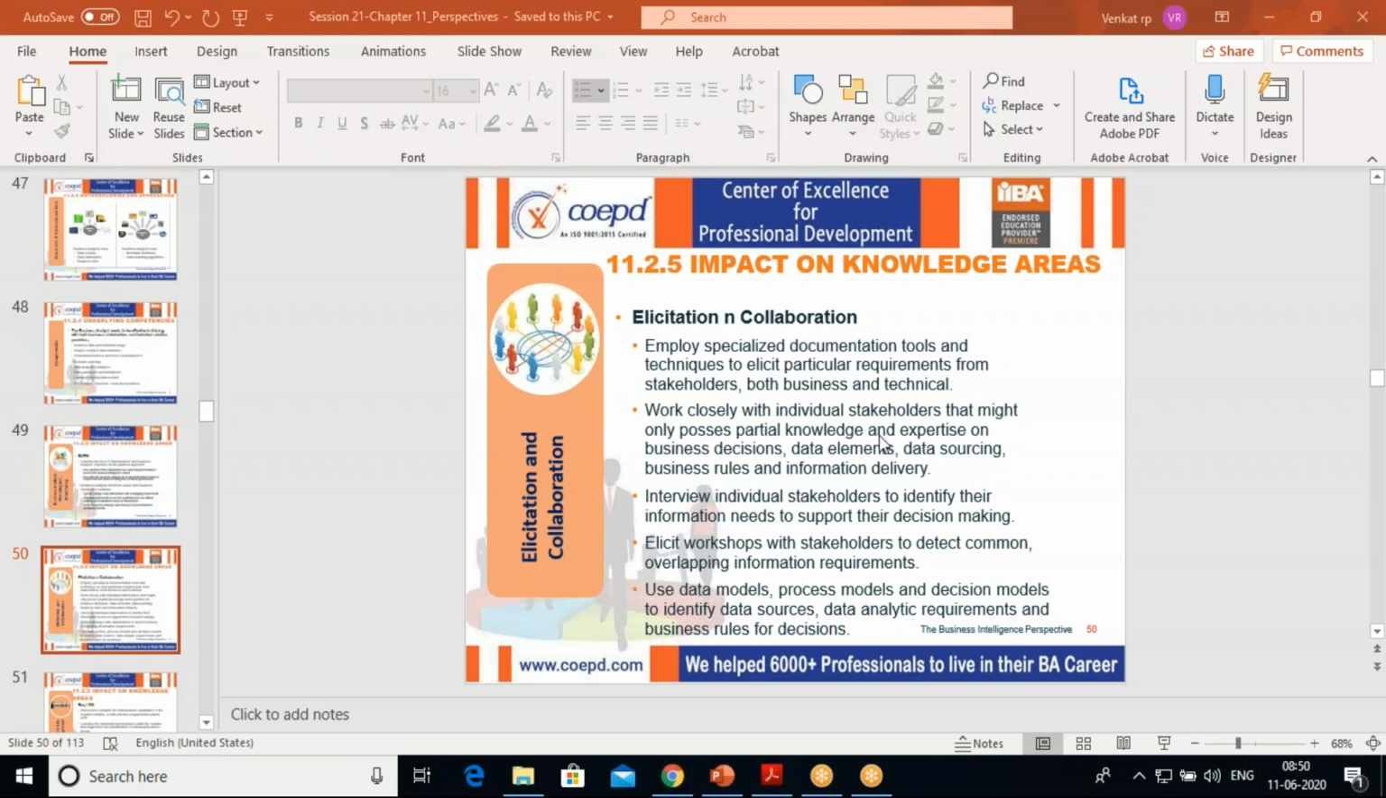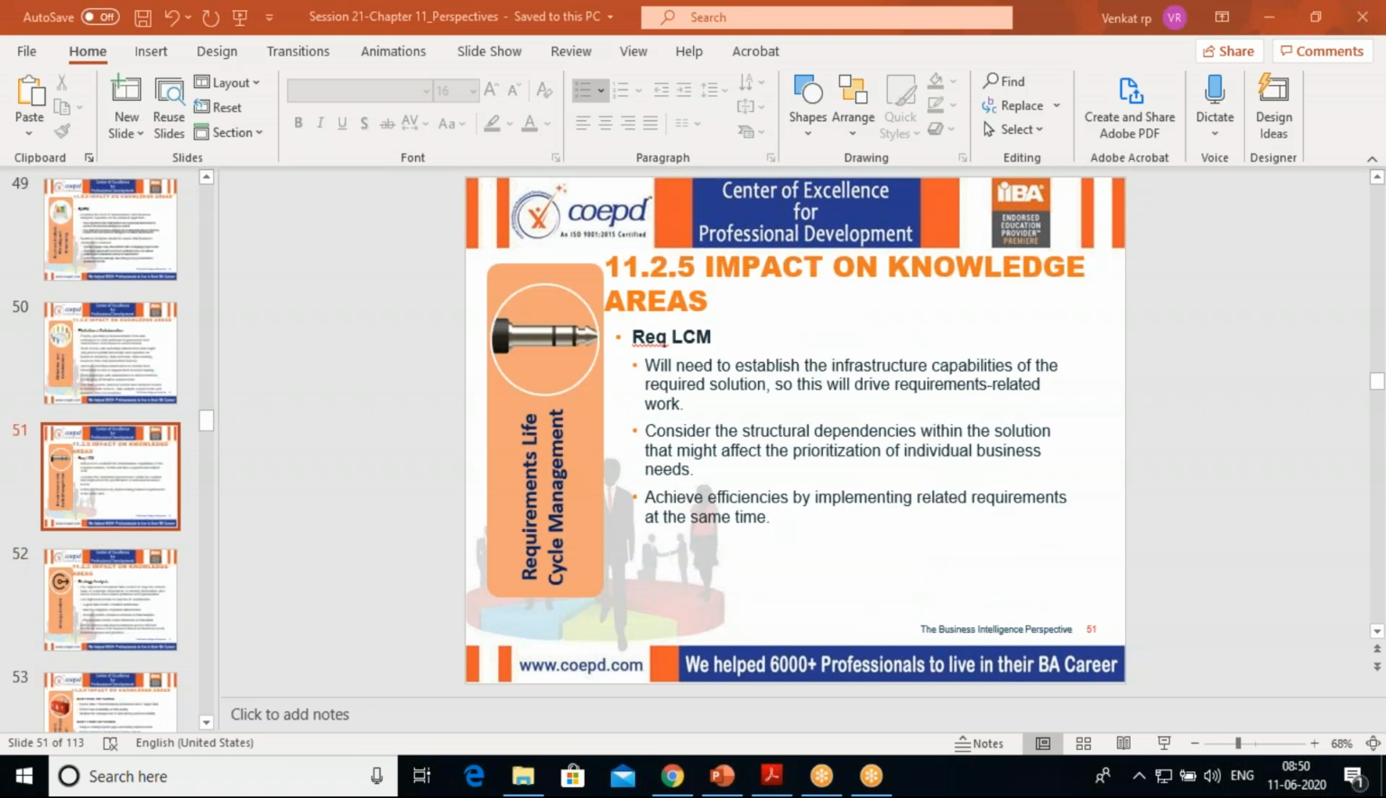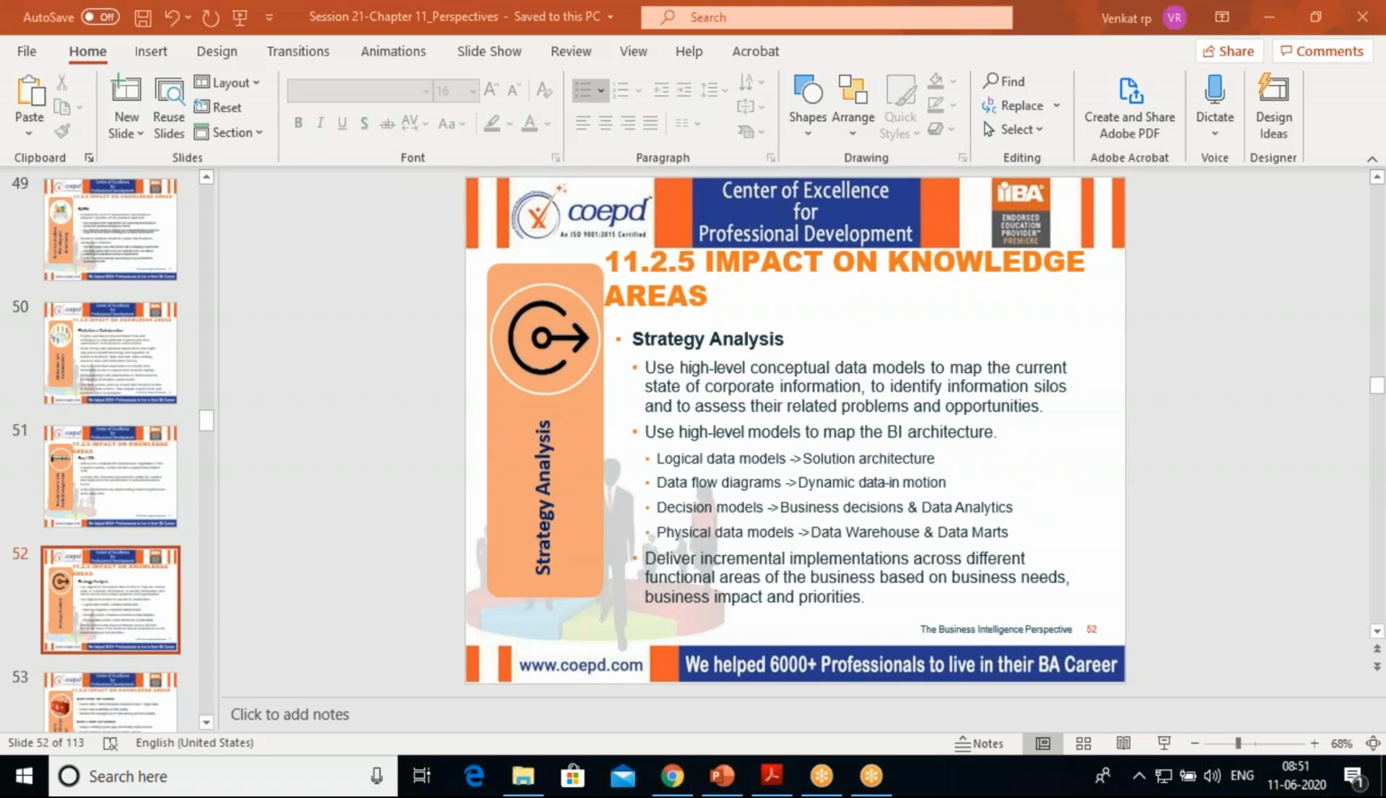Okay, fine. And the next one is requirements lifecycle management. In requirements lifecycle management, we have to understand where it starts, what information we are going to pull out using these tools, and what the decision making should be. So based on the requirements, we will take it forward.